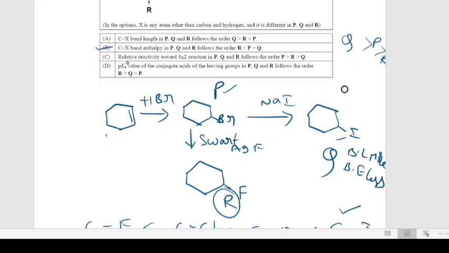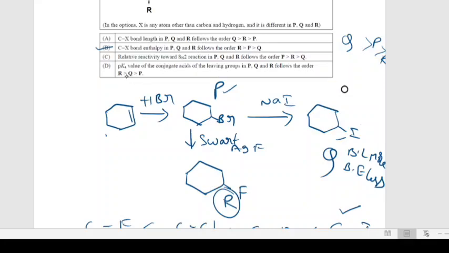And whatever the remaining options here, the relative reactivity towards the SN2 reaction is P greater than R greater than Q, they have given, which is a reverse order. So option C is also wrong. And what about the pKa values of the conjugate acids after leaving those P, Q, R?